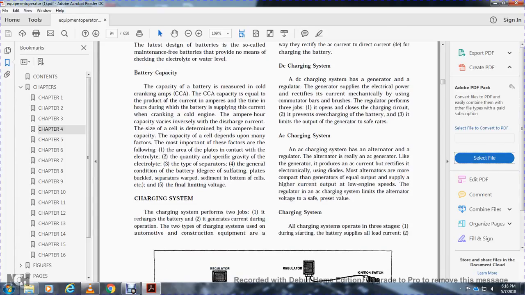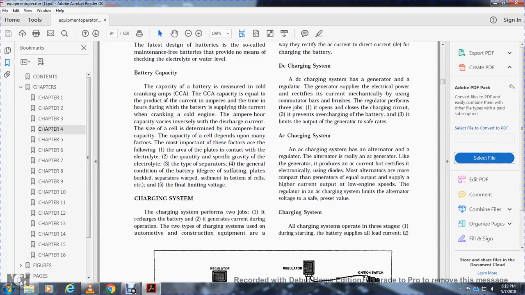The AC charging circuit has an alternator system with a regulator. The alternator is the AC generator. It provides AC current, which is rectified using diodes. Most alternators are compact. Alternators have equal output supply, high current output, and low engine speed. The regulators in AC charging limit the alternator voltage and save the preset value.